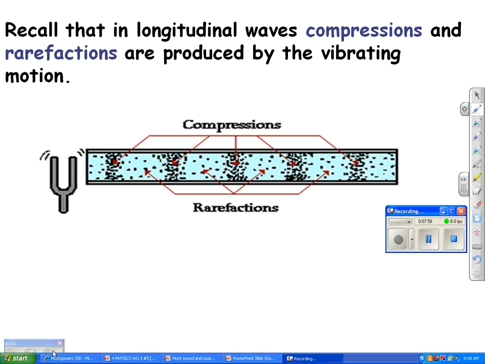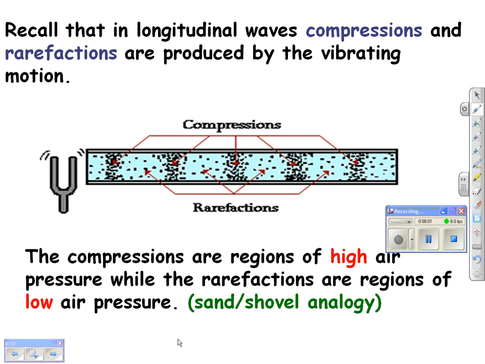Recall that in longitudinal waves, compressions and rarefactions are produced by the vibrating motion. The compressions are regions of high air pressure, where the rarefactions are regions of low air pressure. You could pull a shovel through sand, and as it hops, it would make big piles of sand, and then it would dig down, and then it'd make big piles of sand, and then it'd dig down. That's kind of an analogy, a way to think about a compressional wave or a longitudinal wave.